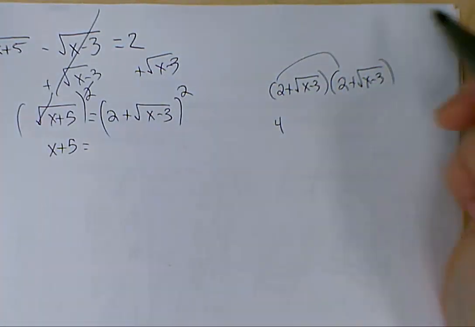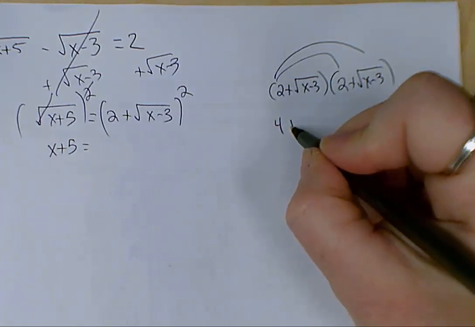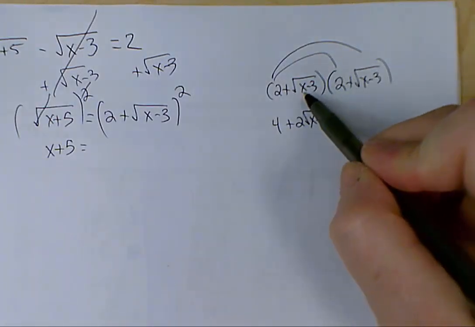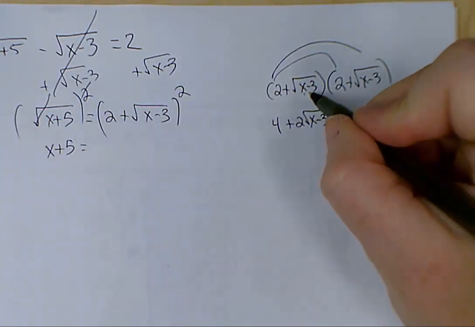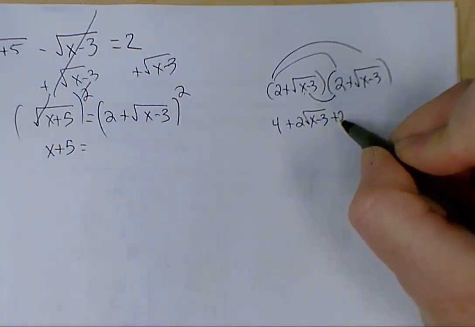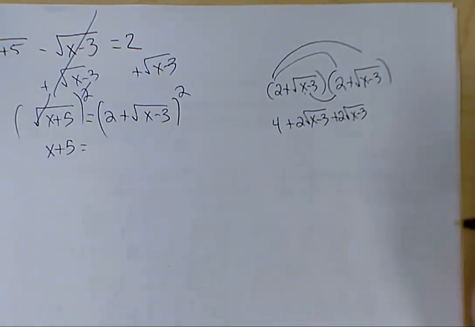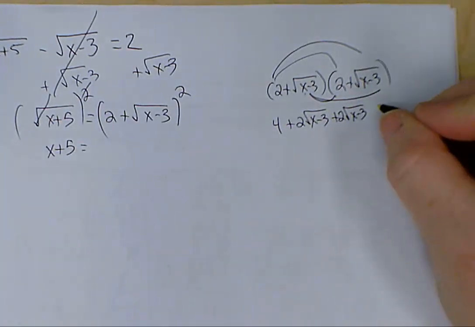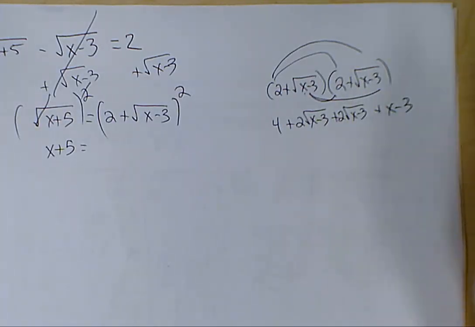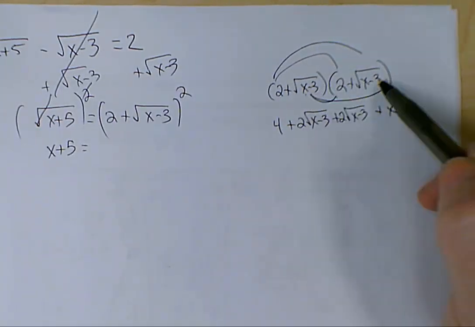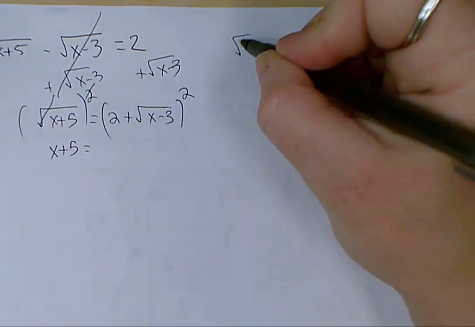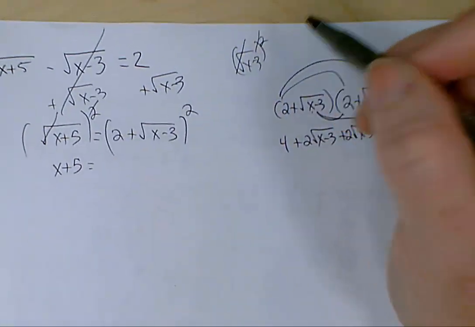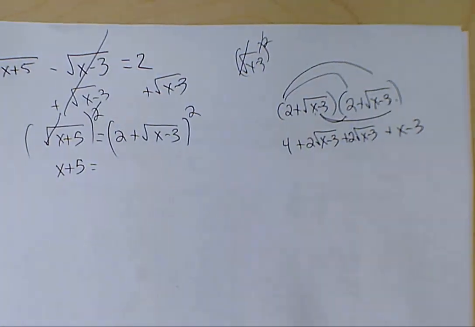2 times 2 is 4. 2 times the square root of x minus 3 is 2 square roots of x minus 3. Now distribute the square root of x minus 3. The square root of x minus 3 times 2 is 2 square roots of x minus 3. Our last multiplication, square root of x minus 3 times square root of x minus 3 is x minus 3. We're multiplying it times itself, which means we're squaring it. This is really just the square root of x minus 3 squared, what we're doing. Square root and square cancel, leaving us with the x minus 3 there.